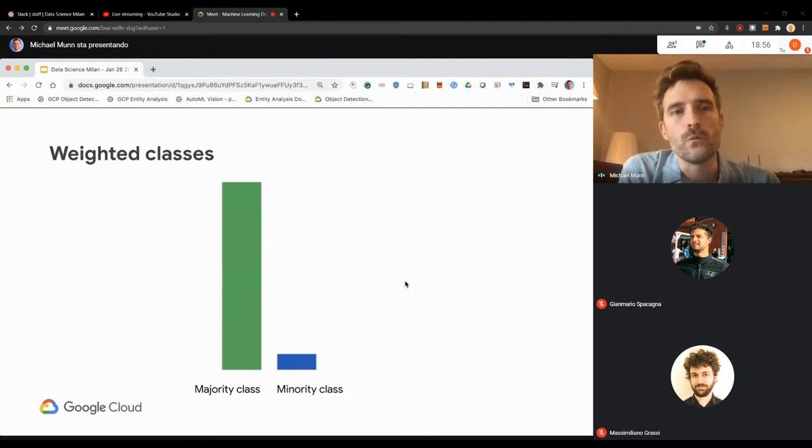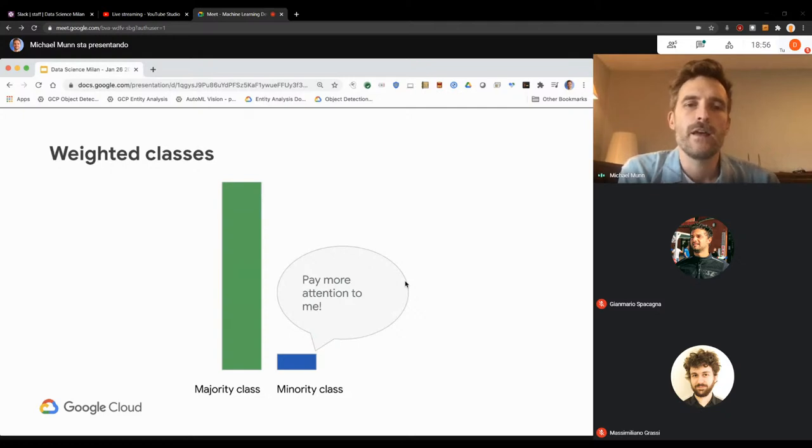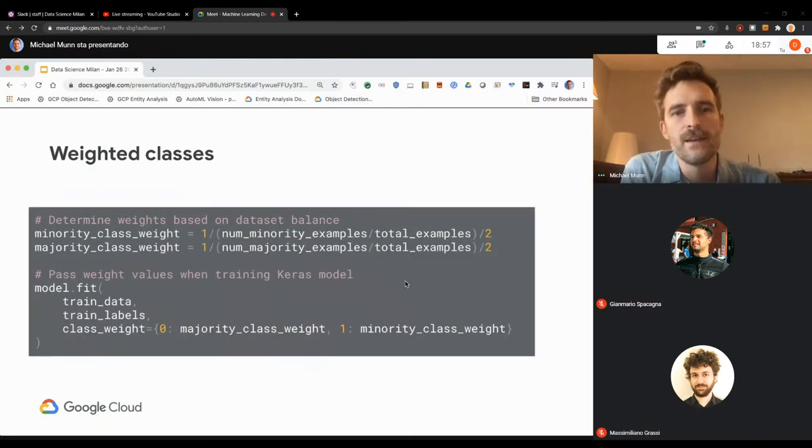Another technique you can use when dealing with rebalancing data is weighting the different classes. Here, you don't really affect your data set so much, but you can modify your training loop or the training loss. What you want to do is devise a method to incentivize your model to better learn the underrepresented class. You have a way of telling the model to pay more attention to the minority class.